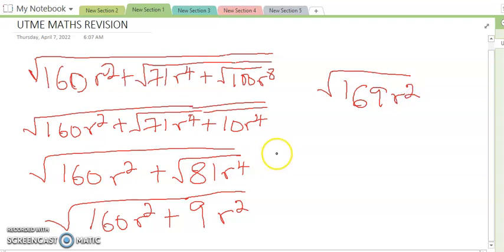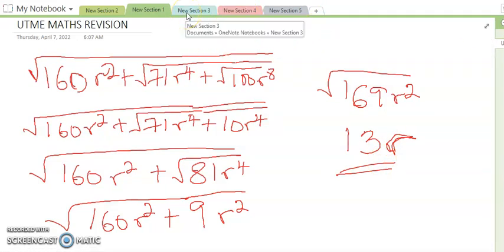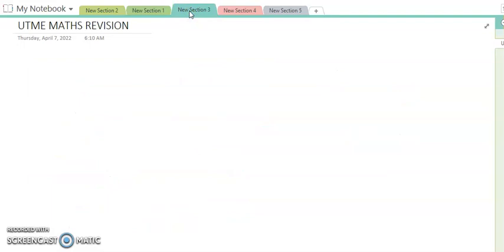So what is now the square root of 169? That is 13. What is now the square root of r raised to power 2? That is now r. So the final answer is 13r. That will be the solution to this question. If you search through your past question and you come across this question, know that the solution is 13r. Let us solve another question.